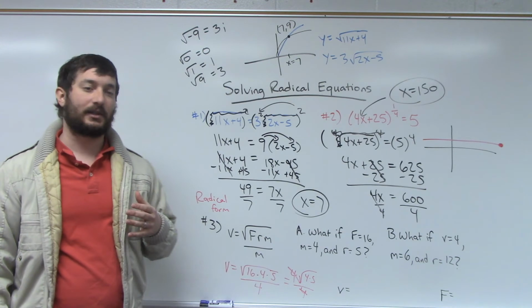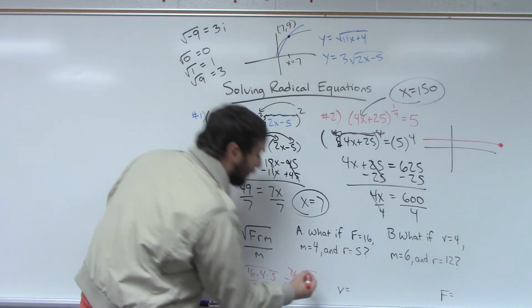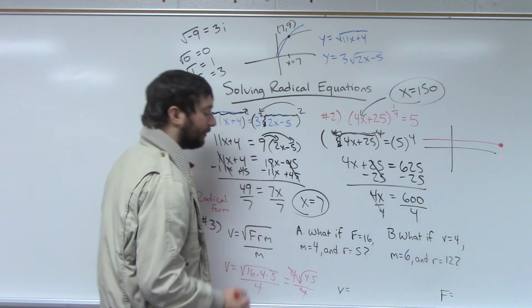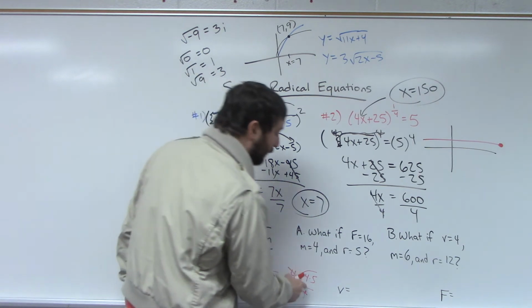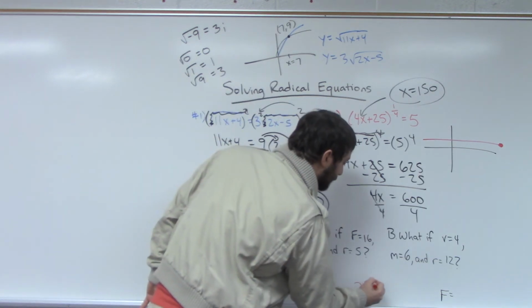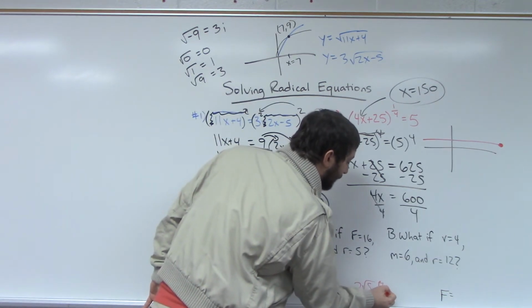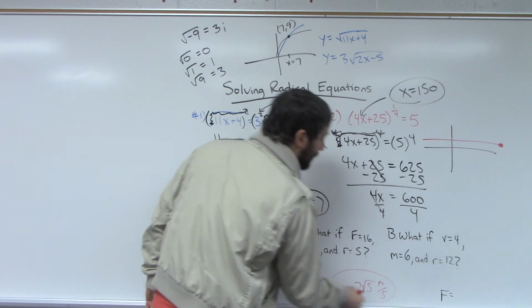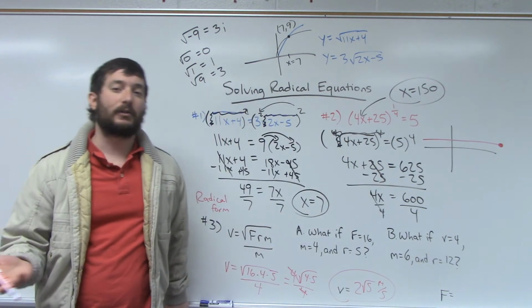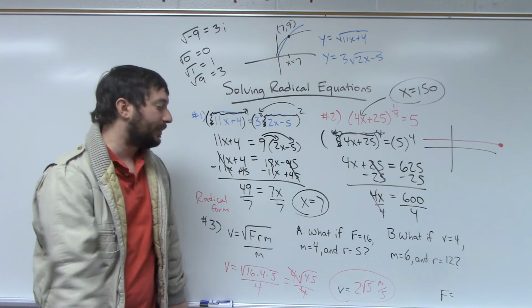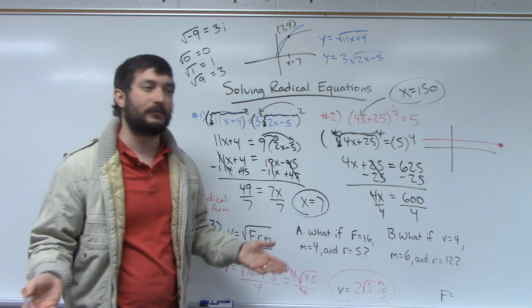Can we simplify this a little bit more? Yes. Now you can't square root 5, but you can square root 4. So you end up with 2 square roots of 5, and then velocity is usually represented in meters per second. That's radical form. That's where we have a square root at the end, simple as possible.